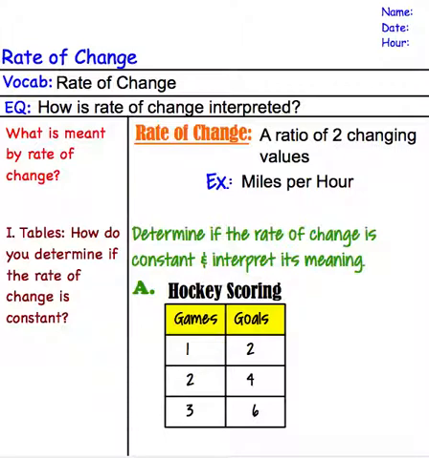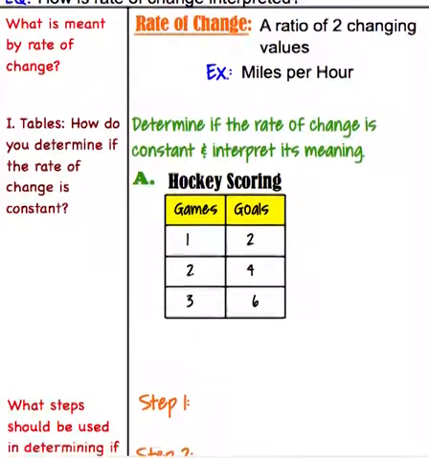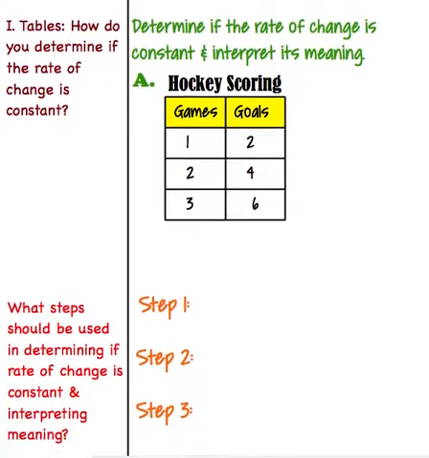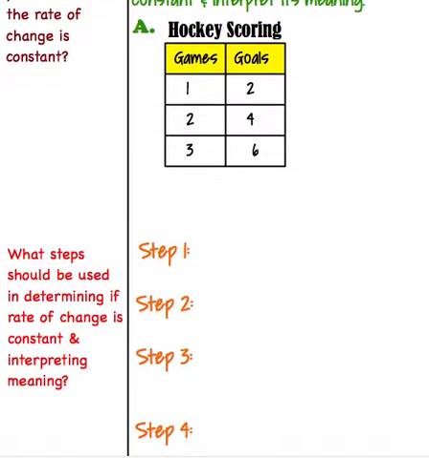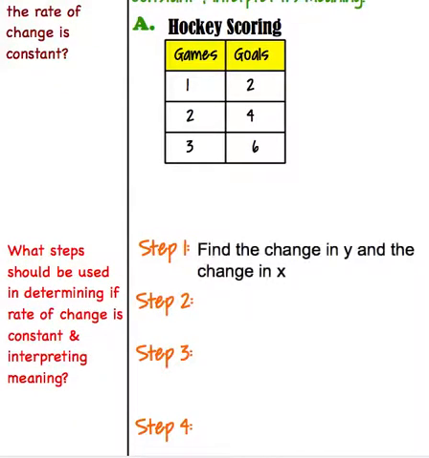So this first example we have is about hockey scoring, where we have the number of games and the number of goals. And we want to know, is that rate of change constant? And also to be able to interpret the meaning of it. So we're first going to start with taking a look at the steps that we need. Our first step is going to be to find the change in y and the change in x.